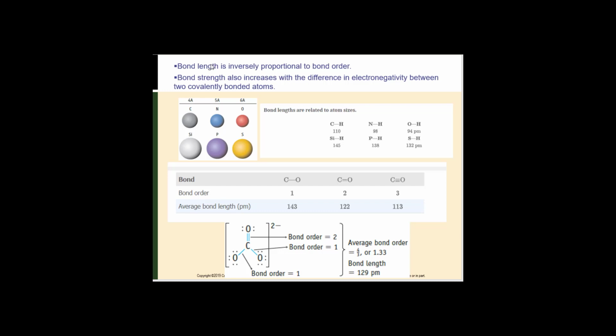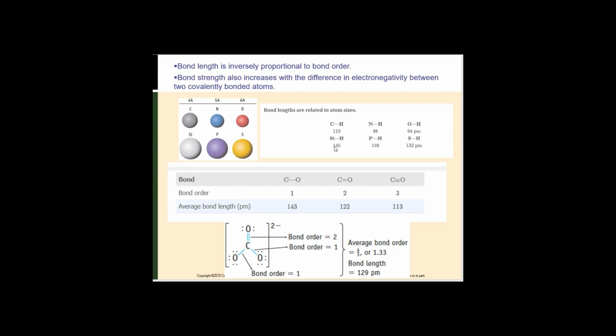When looking at bond length, it's inversely proportional to bond order. Bond length is the distance between the nuclei of 2 bonded atoms. It is clearly related to the sizes of atoms. Additionally, if we look at given pairs of atoms, the order of the bond plays a role. So if we look at sizes of atoms, like a carbon-hydrogen bond, the length would be 110 picometers, which is very small.